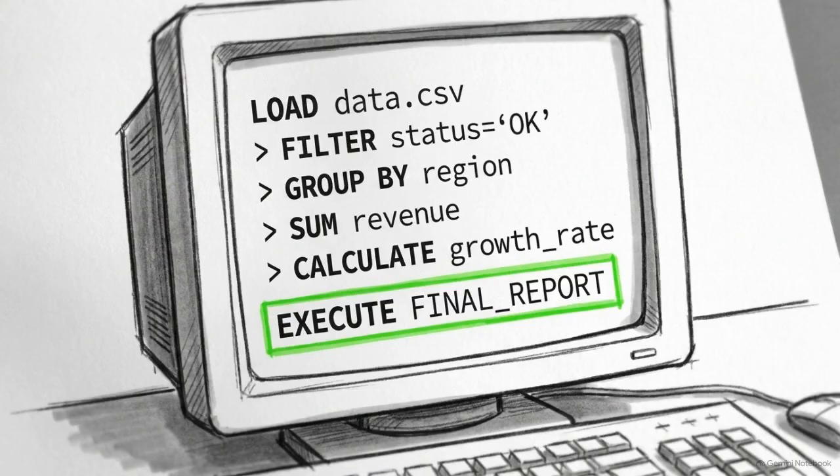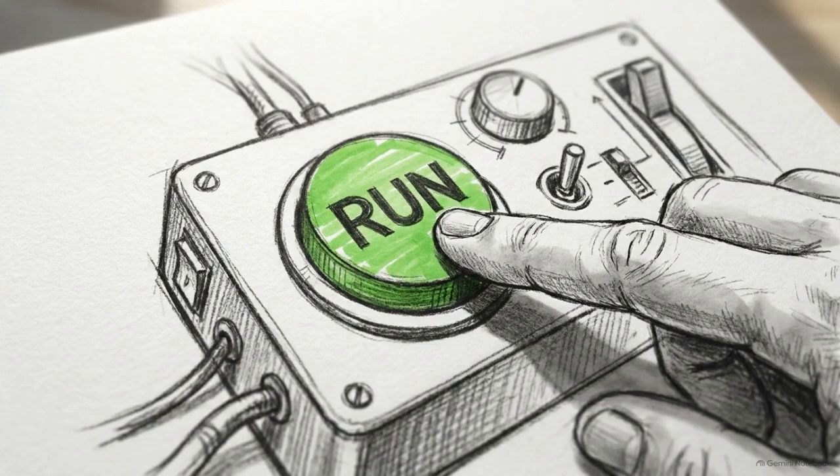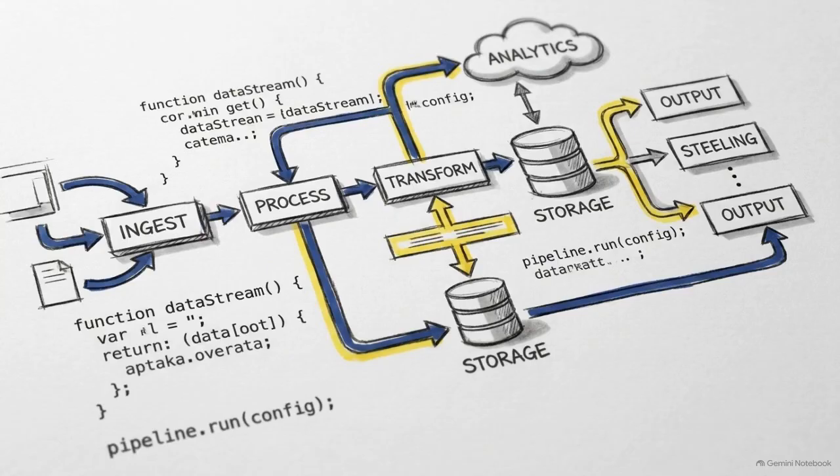The second architectural difference comes down to how your commands are actually executed by the computer. Pandas uses eager execution. When you write a line of code to filter rows or drop a column, Pandas executes that command immediately, as soon as you run it. Going back to the matrix, we see this eager execution in action. The system finishes step 1, holds the intermediate result in memory, moves to step 2, and then finally hits step 3.